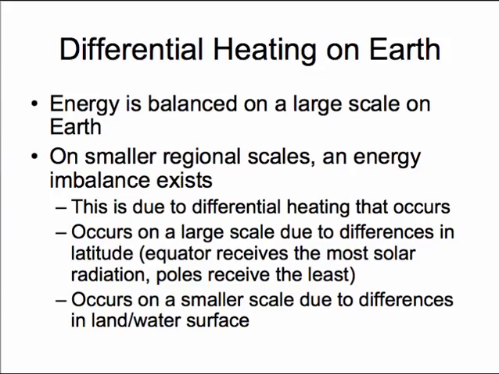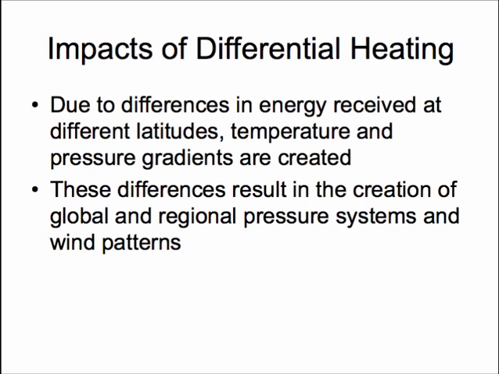It occurs on large scales due to the differences in latitude, so the equator receives the most solar radiation and the poles receive the least. It also occurs on an even smaller scale due to the differences in land and water surface. Due to differences in energy received at the different latitudes, temperature and pressure gradients are created. These differences result in the creation of global and regional pressure systems and wind patterns.